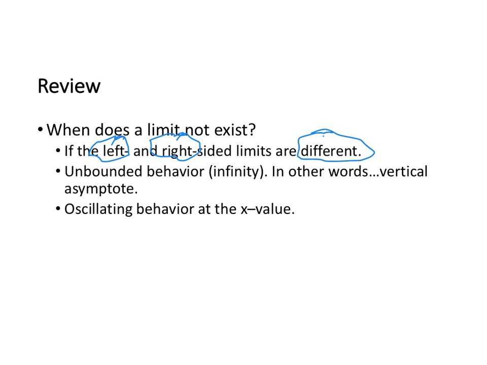Unbounded behavior, in other words, infinity, in other words, a vertical asymptote, okay? We could have coming from the left, it could be going up to positive infinity, going from the right, it could be going down to negative infinity. And then oscillating behavior at the x value. So those are the three cases where the limit does not exist. The most common one that you're going to run into is this one right here, the first one, where the left and right side limits are different.